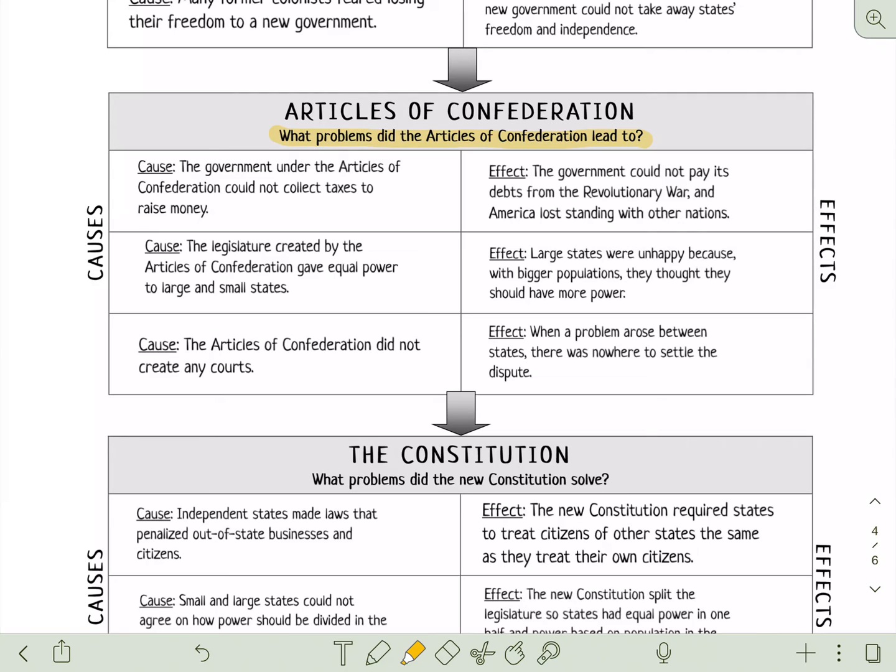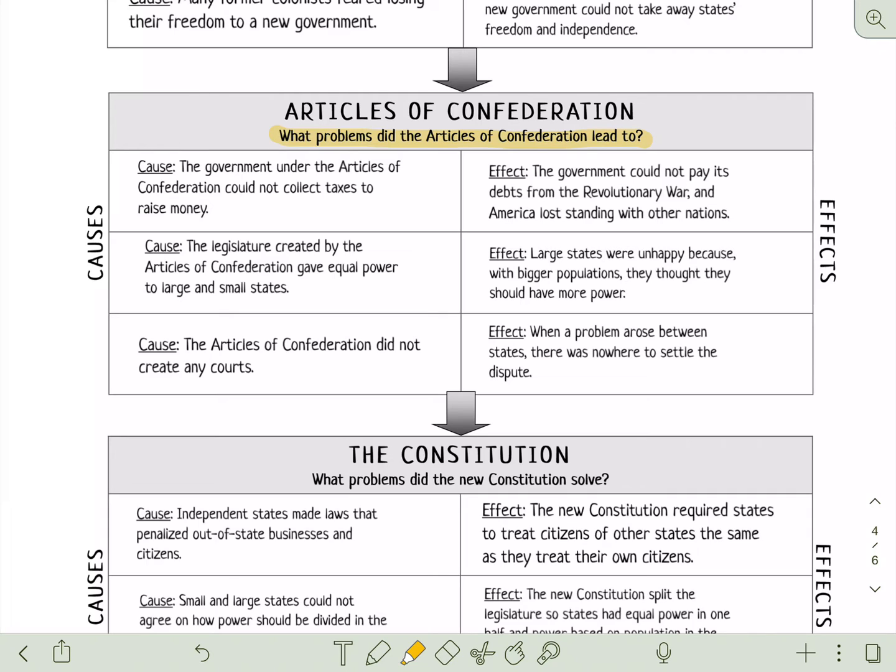So all of the 13 states would have the same representation. And the effect that that had was that large states weren't very happy. They thought they should have more power than the small states because they had more people. And finally, the Articles of Confederation didn't create any courts, and the effect that that led to was that when there were issues between the states, there was no way to settle those disputes. So those are the causes and effects for the Articles of Confederation, the problems that the Articles created.